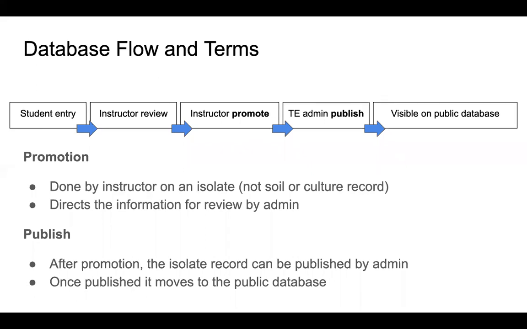There are two levels of securities that we had put in place here. After the student enters that information and the instructor reviews it, the promotion is always done by the instructor, and it's always done on the isolate record, not the soil or culture record. So that directs the information to the admin. So from here, how does this look in practical terms?